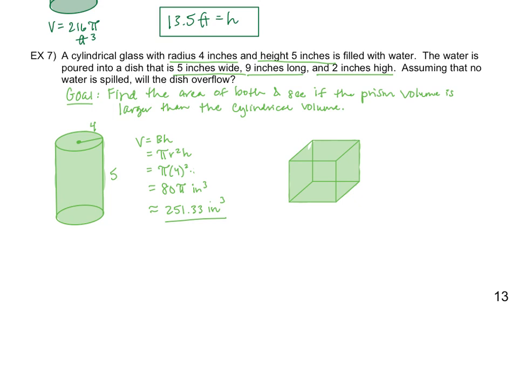So we're going to do the same thing with our prism over here. We're going to label each of the pieces. I'm going to label this side as 5. It's 5 inches wide. I'm going to label this as my 9. It's 9 inches long. And this will be my 2 inches high. So go ahead, pause the video, see if you can find the volume of this dish.